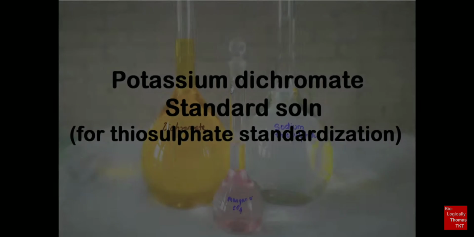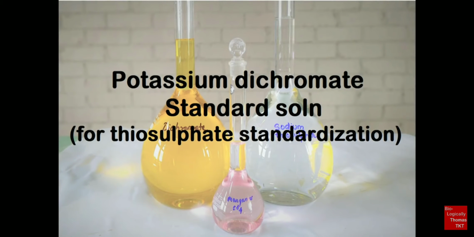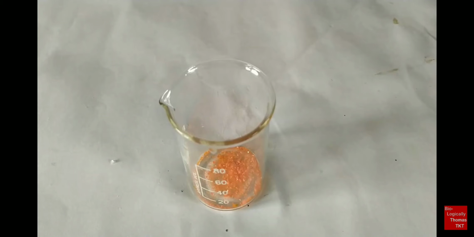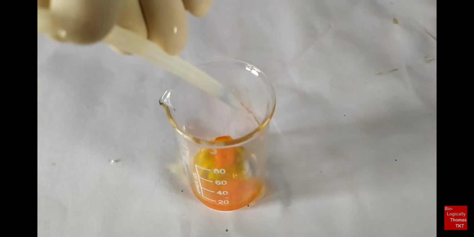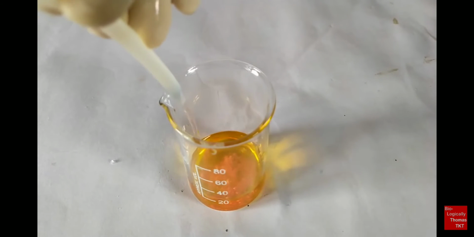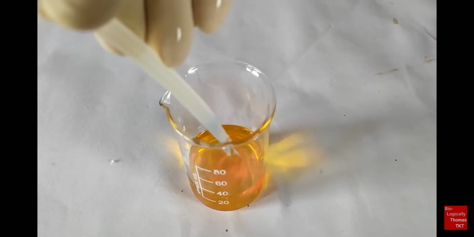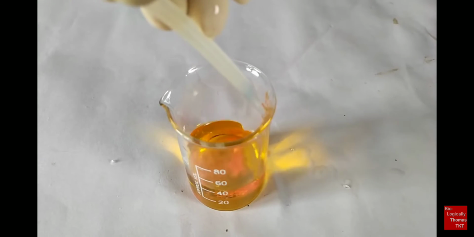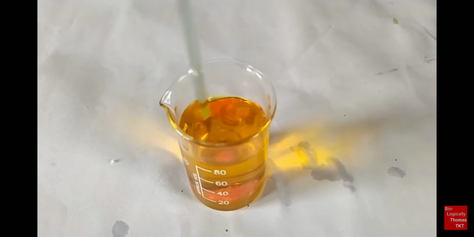The sixth reagent required is a standard potassium dichromate for standardization of the thiosulfate solution. To prepare this, weigh 0.613 grams of dry potassium dichromate in a 100 or 250 ml beaker. Add some amount of deionized water and stir to completely dissolve the dichromate salt.